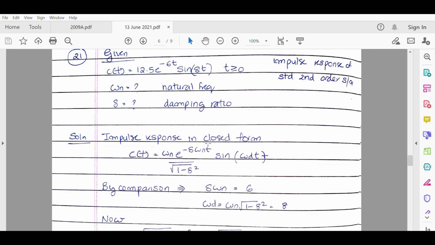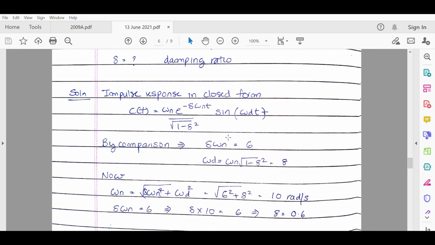We can see over here the exponential, and omega d, which is nothing but omega n into root of 1 minus delta square, is equal to 8. We can see it from here. If we see the sine term, we can make this out. Now if we take the root mean square of these two parameters, delta omega n and omega d, we get the natural frequency, which is nothing but root of 6 square plus 8 square, which is equal to 10 radians per second. This is the natural frequency.